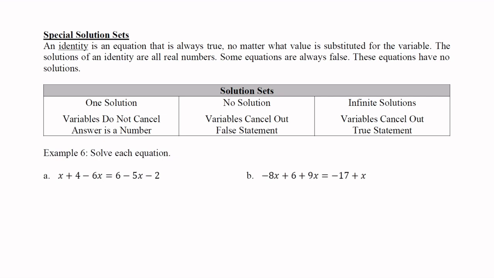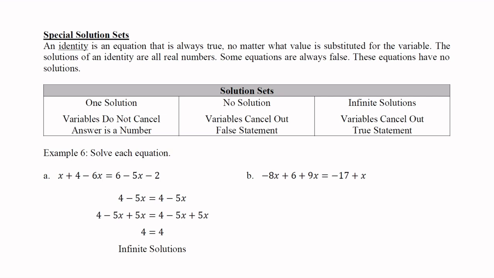So let's take a look at an example of no solution and infinite solution, starting with A. We're going to solve this as we've always done, first by combining our like terms on the left and the right side. So that gives us 4 minus 5x equals 4 minus 5x. Well, you can already tell that we have a true statement, but let's go ahead and cancel out the variables by adding 5x to each side, and that leaves us with 4 equals 4. This is a true statement, so therefore we have infinite solutions.